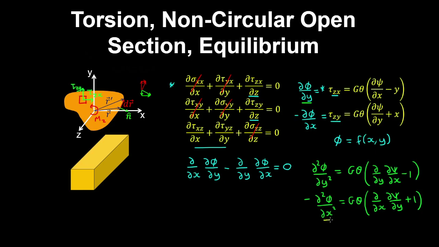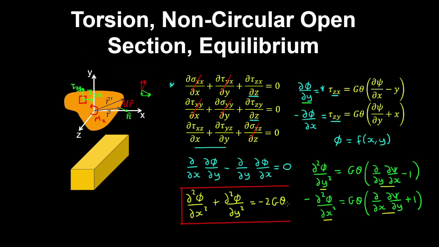And now if we subtract this equation from the first, then what we get is the second partial derivative of phi with respect to x plus the second partial derivative of phi with respect to y. And then by the symmetry of these derivatives, they'll cancel. So on the right hand side, we get minus 2 by the shear modulus by the rate of twist. And this here is Laplace's equation for our torsion problem.